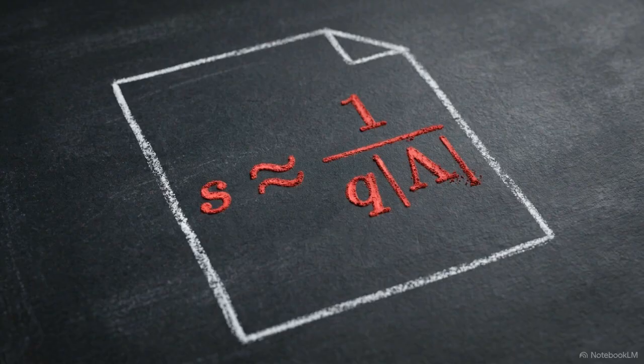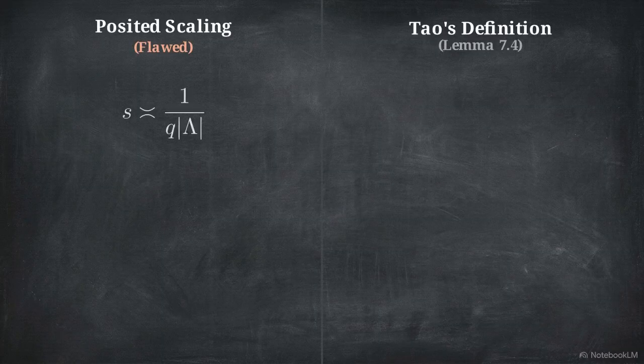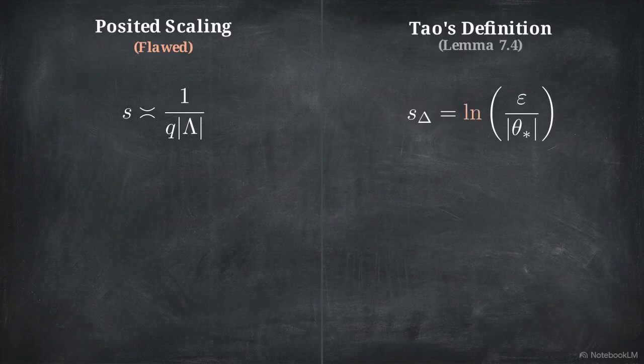Recall the literature's unverified claim that triangle size S relates reciprocal-linearly to this approximation quality. This split-screen comparison highlights the contradiction. On the left is the literature's posited scaling. On the right is equation 7.17, pulled directly from the proof of Tao's lemma 7.4. It states the absolute value of the corner phase equals epsilon times e to the negative s delta.